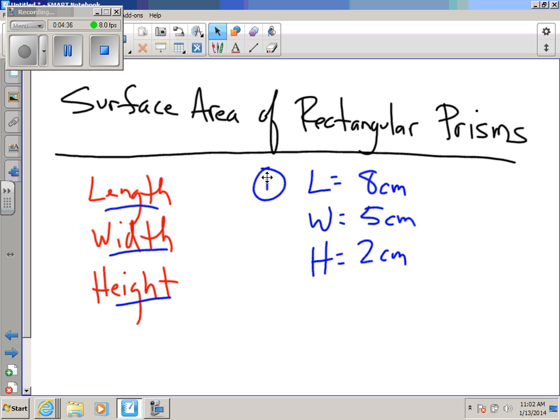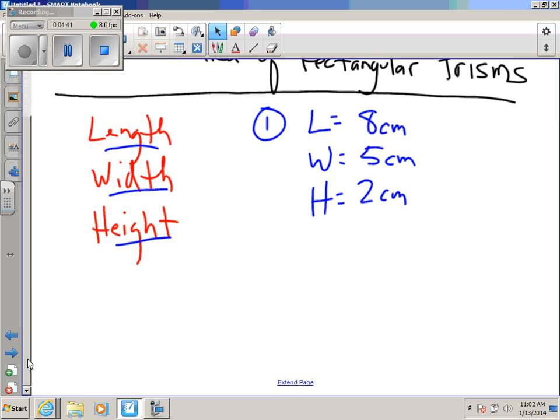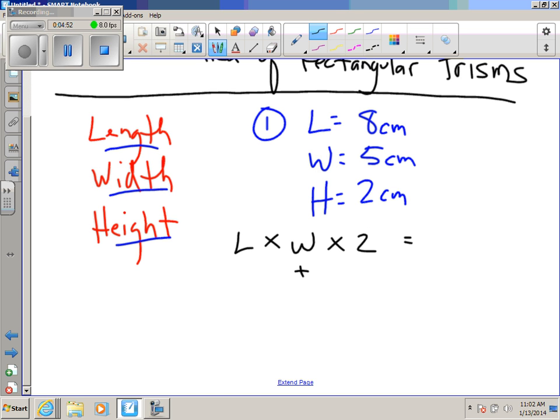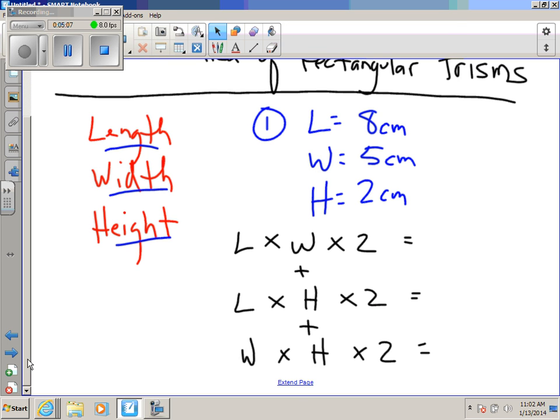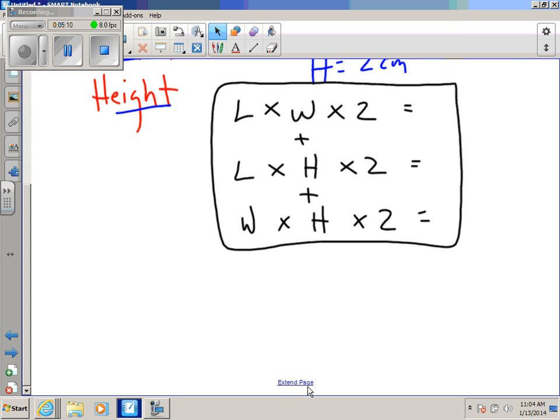All right? Now, in your notes, not on your sheet, let's get this formula down, and then we'll plug in these values. Okay? So, length times width times 2, plus length times height times 2, plus width times height times 2. Take a second and get these formulas.